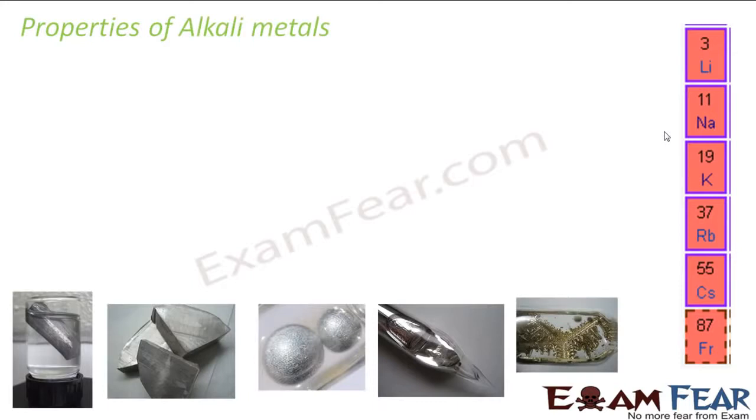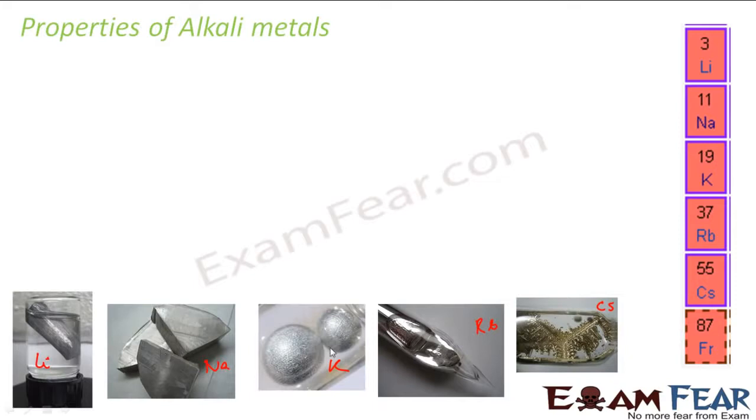So we'll start with alkali metals first. The alkali metals are lithium, sodium, potassium, rubidium, cesium, and francium. This is the picture of the alkali metals just for you to visualize how things look. This is lithium. This is how sodium looks. This is potassium. I got all these images from Wikipedia. Rubidium, cesium, and francium, which is very radioactive. So these are the images of all.